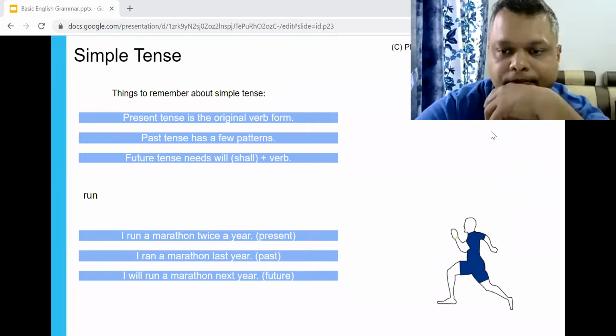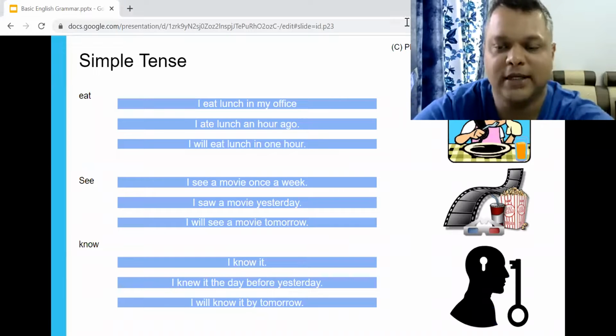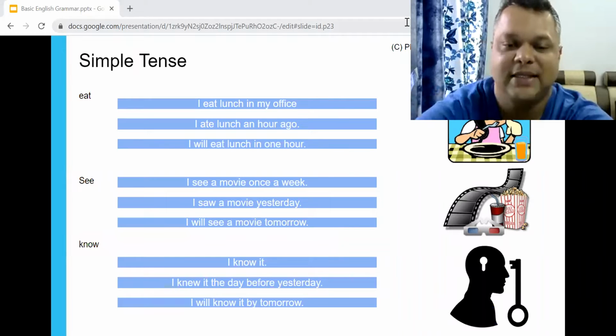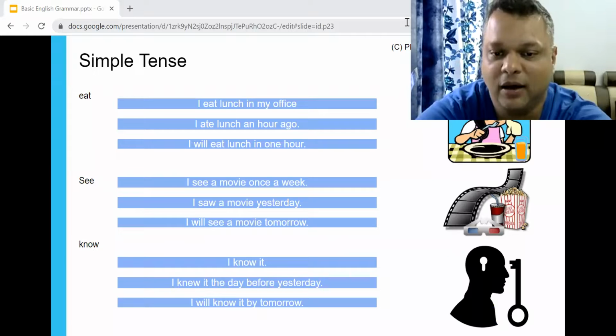Okay, good. Let's take a few more examples. First one is eat. Abhi eat ka present kya hoga? I eat lunch in office.